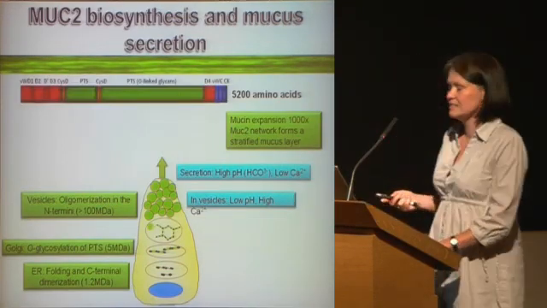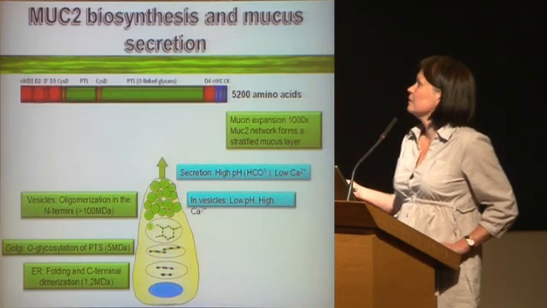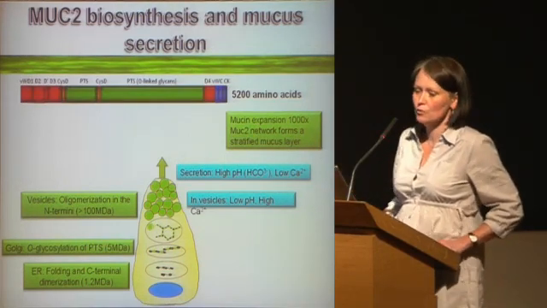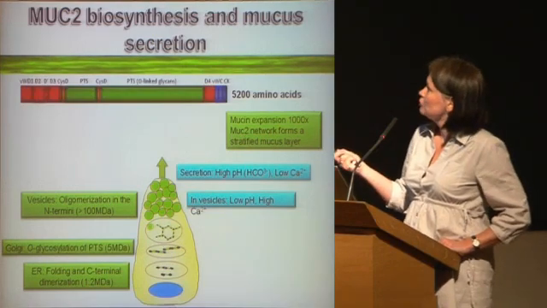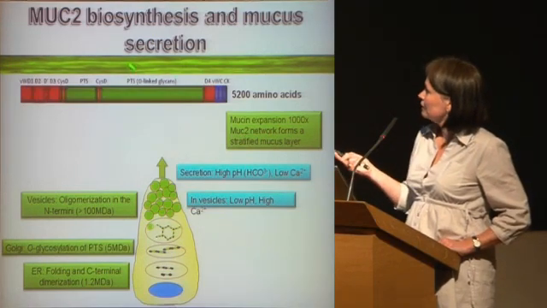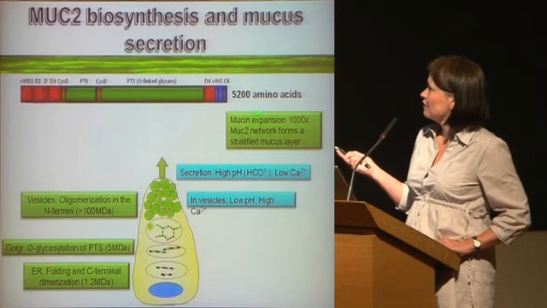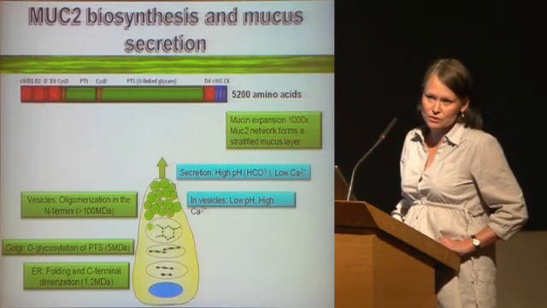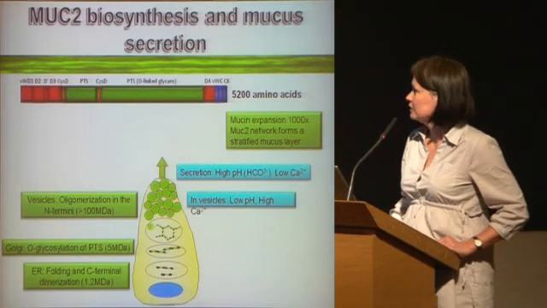And in the intestine, the mucus is made up of the Muc2 molecule. So what do we know about the Muc2 molecule? Muc2 is an enormously large molecule. In humans, it is 5,200 amino acids, and it has a variable number of tandem repeats, so it can be longer or shorter in different individuals.